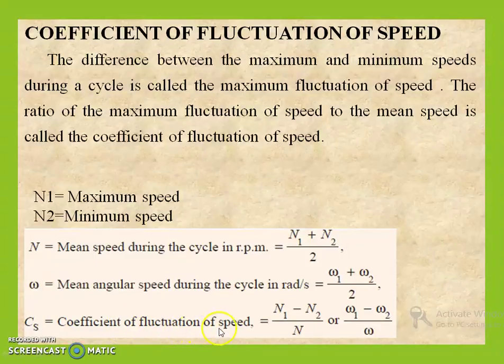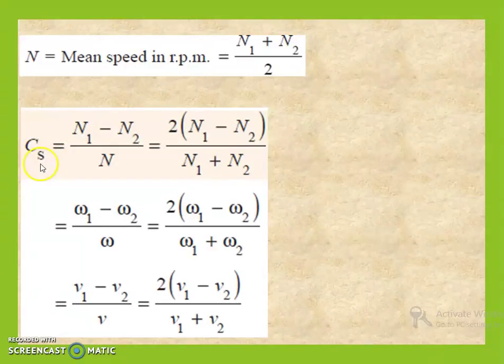And the coefficient of fluctuation of speed, as per definition, is the difference between the maximum and minimum divided by the mean speed. Or in terms of angular speed, it is omega 1 minus omega 2 by omega. So the coefficient of fluctuation of speed can be written as n1 minus n2 by n. But what is n? It is n1 plus n2 by 2. So the equation becomes 2 into n1 minus n2 divided by n1 plus n2. Or in terms of angular speed, omega 1 minus omega 2 by omega is equal to 2 into omega 1 minus omega 2 divided by omega 1 plus omega 2. Or in terms of linear velocity, it is v1 minus v2 divided by v is equal to 2 into v1 minus v2 divided by v1 plus v2.